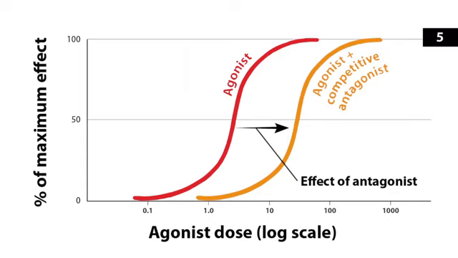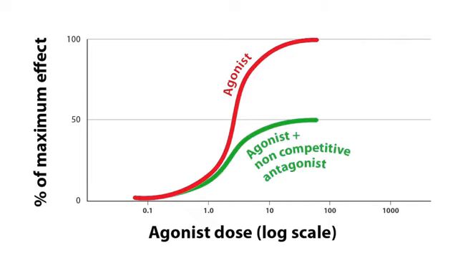So, does that change efficacy or potency? It changes potency. You still reach the same maximum effect, it just takes more agonist to do so. So in this graph, the red curve is the agonist by itself, and the green curve is where you've added a non-competitive antagonist. With a non-competitive antagonist, the maximum effect is lower, and you can't overcome the antagonist by simply adding more agonist. So in this situation, efficacy is decreased.